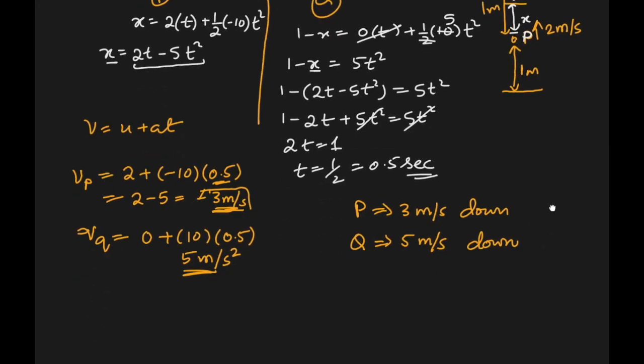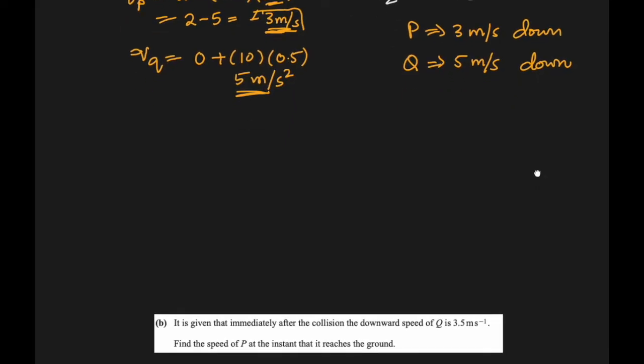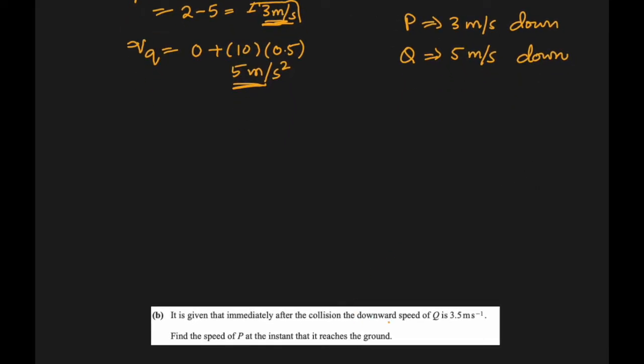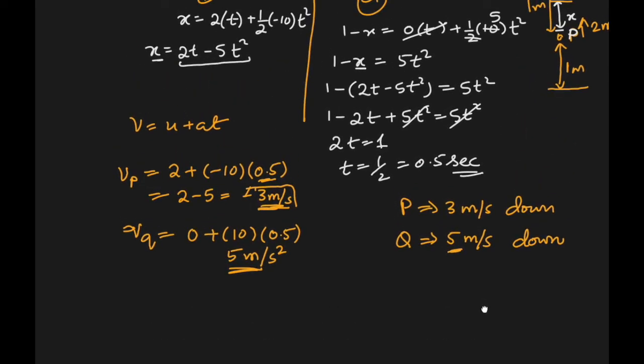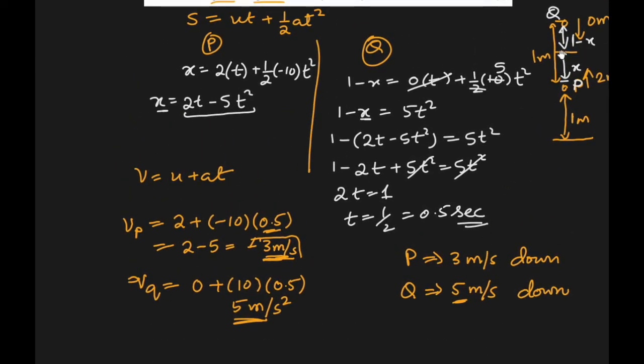Okay. What is the second part? It is given that immediately after collision, the downward speed of Q is 3.5 meters per second. That means it reduces. Find the speed of P at the instant that it reaches the ground. Okay. So we don't know at what height they collided first. So let's find x. We can find x from here.